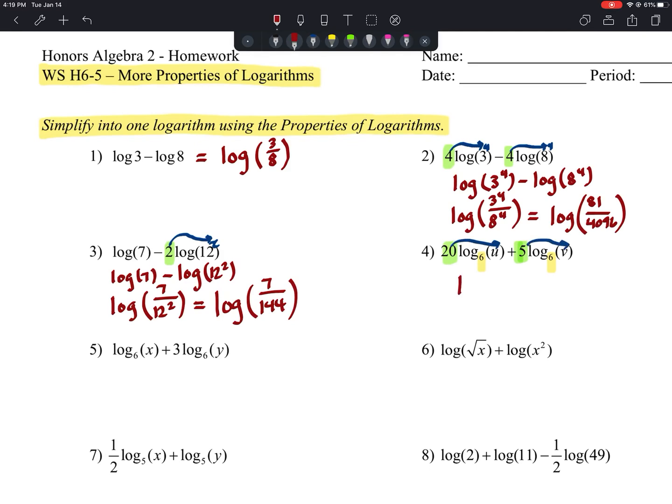So we should have log base 6 of u to the 20th power plus log base 6 of v to the 5th. And since we're adding, now we're going to use the product property of logarithms, and we're going to combine this into one log as being log base 6 of the product u to the 20th times v to the 5th. And that is our answer. So this is problems numbers 1, 2, 3, and 4 from worksheet H6-5. Hopefully if you have questions about these ones, this will help.